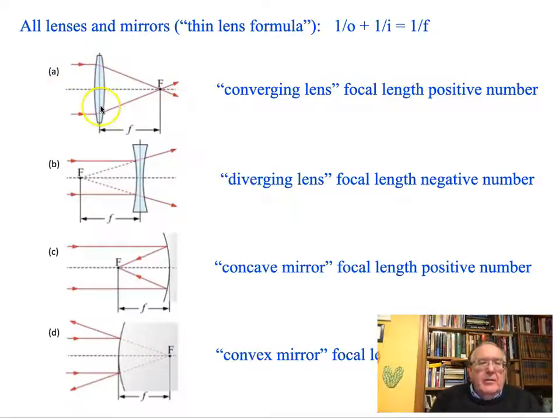Light comes in from the left. Parallel rays come in from the left, in other words, from some source far away, and they cross right at the focal point, and little f is the focal length. All right, so that's little f in the formula here.